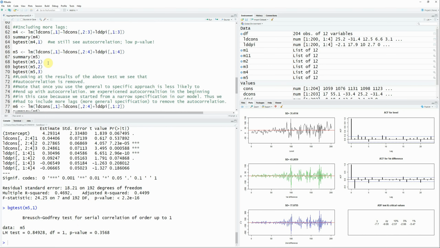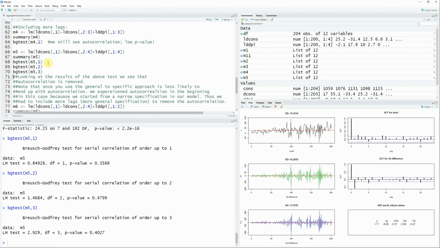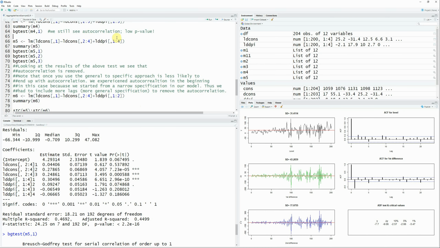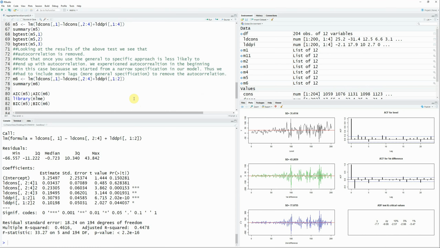So let's BG test that one. 35%, a high p-value, so we fail to reject the null hypothesis of no autocorrelation. The second order, the third order, all of them have high p-values. So we can feel confident about this model and say that we fixed the autocorrelation part. Looking at the summary of it, I see that the final lags of my DPI are not that significant, so I can drop them. Don't use up to column 4, use up to column 2. And now I can run that model and get the summary of it.